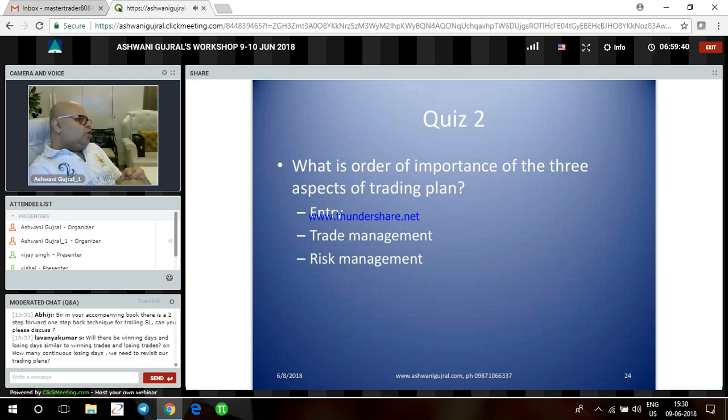Entry is not very important. Yes, important, but not very important. Exits are important. Why? Because with entries you still have 5 or 6 rules and you are not in the market. With exit, you are in the market. The control is of the market. So with exit, I don't think you are in control.